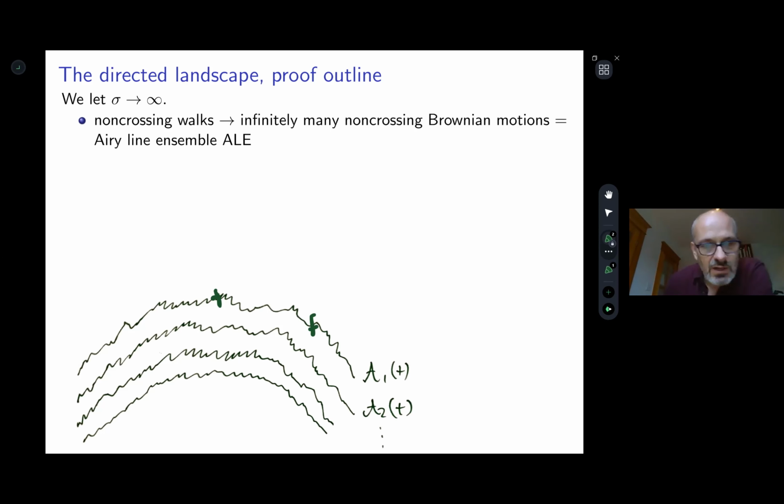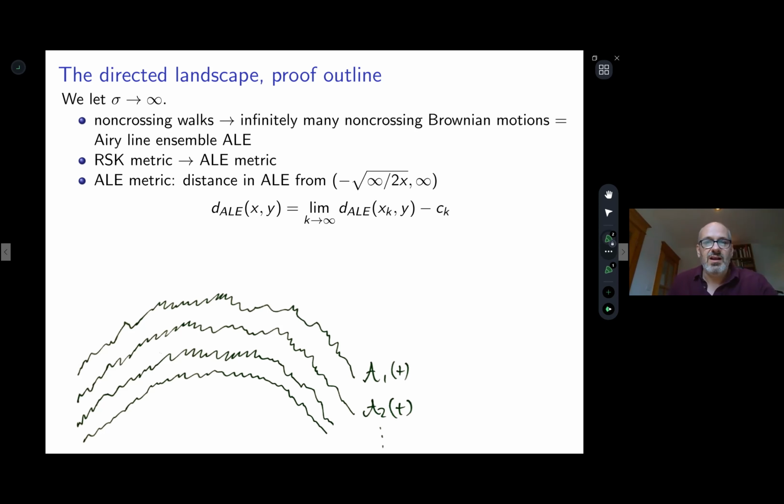It's also true for other segments. By the way, there is also a beautiful conjecture about whether this is unique. It's been open for quite a while. So from the RSK metric, which I described, there is actually a metric in this Airy line ensemble. And the way it's defined is a Busemann function. Busemann functions are just distances from infinity.